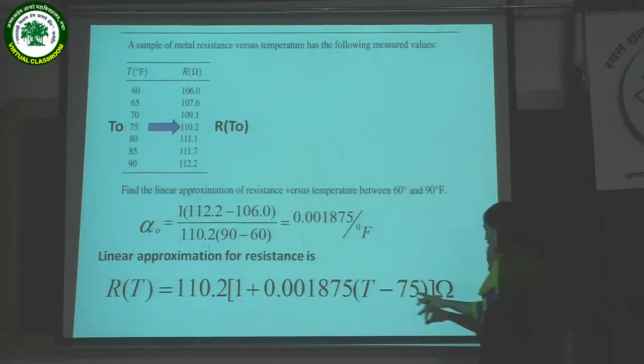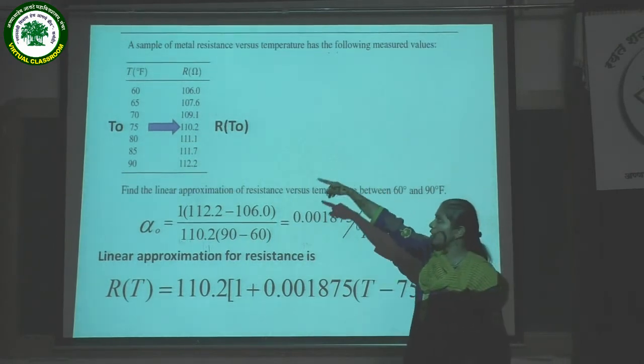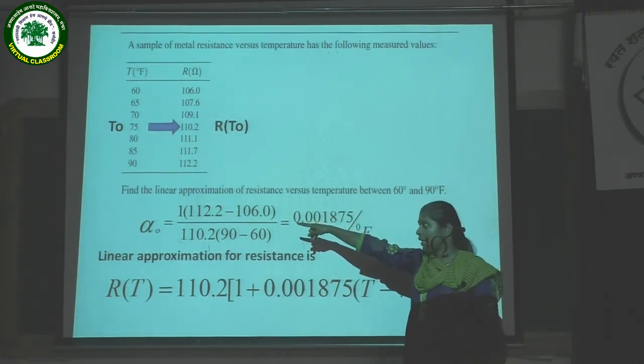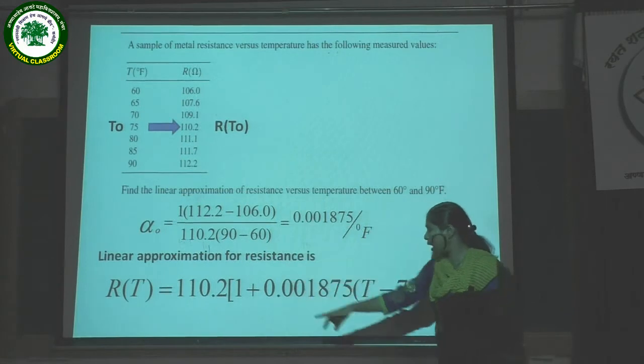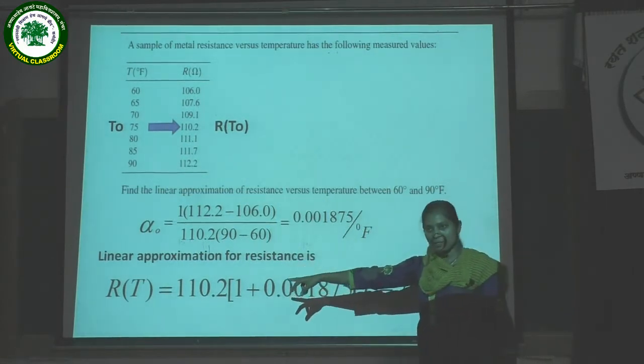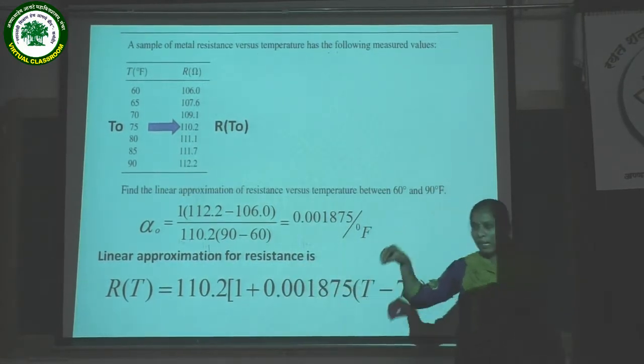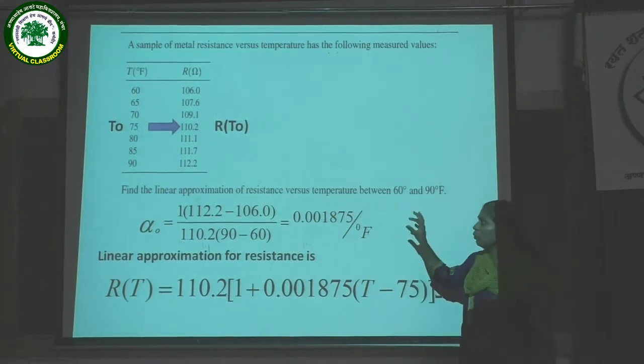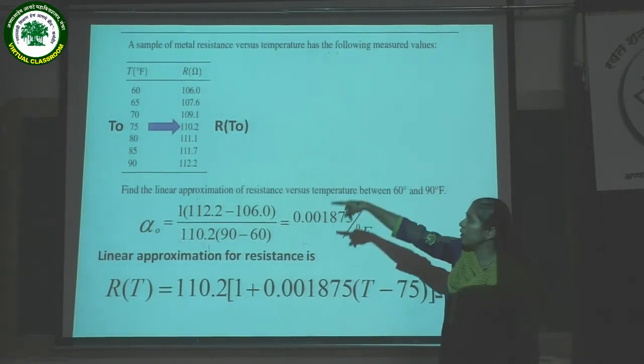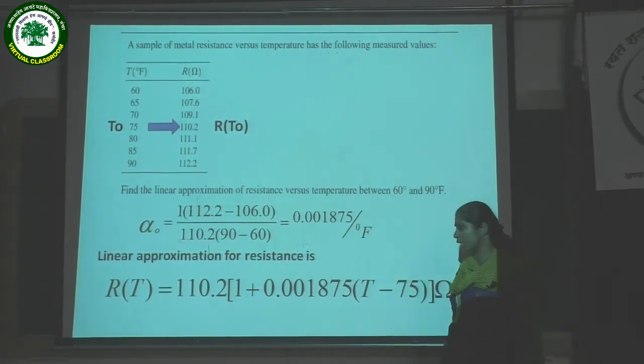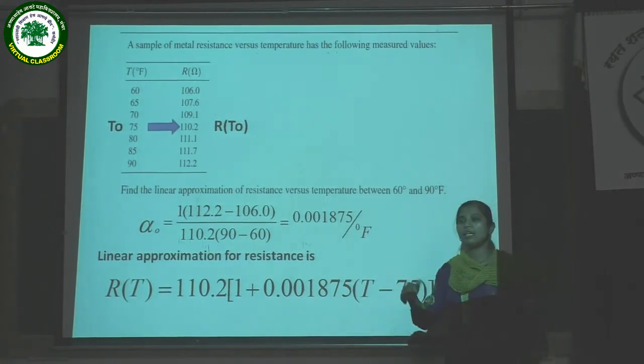So all has been given in ohm. If we substitute any temperature between the range of 60 to 90 degrees Fahrenheit, then we can determine its resistance, or we can determine any value of resistance in between the range of 60 to 90 degrees. So this was regarding the linear approximation.